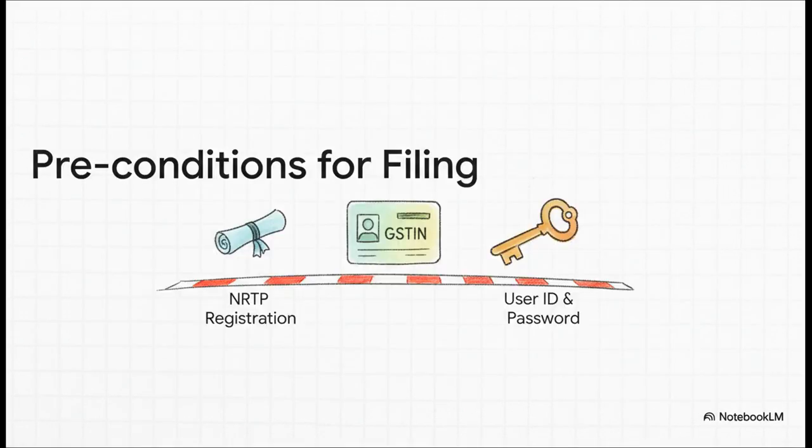Okay, but hold on. Before you can even think about filing, you need to get your ducks in a row. You have to be officially registered as an NRTP. That gets you your golden ticket, a valid GST identification number, or GSTIN. And of course, you'll need your user ID and password for the official tax portal. Without these three things, you're not even at the starting line.